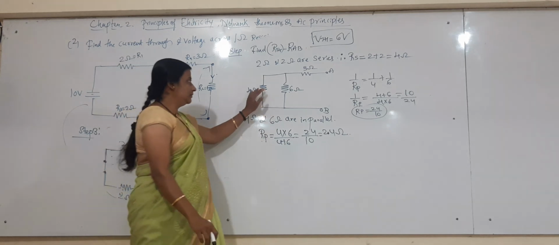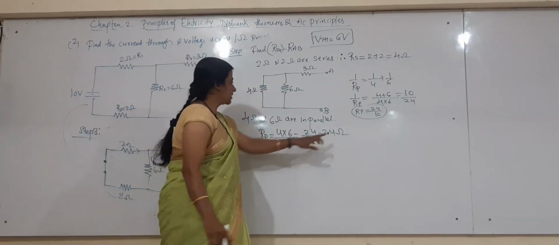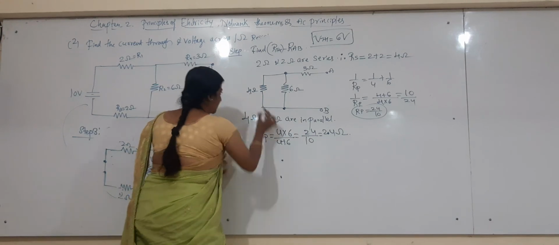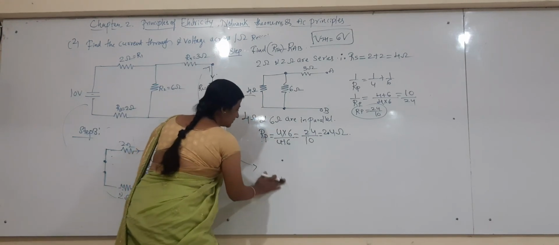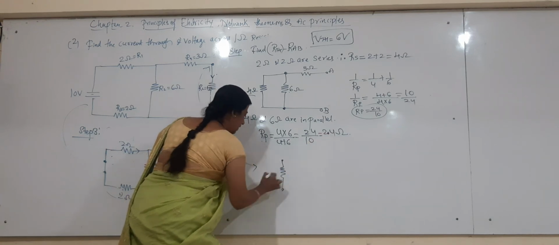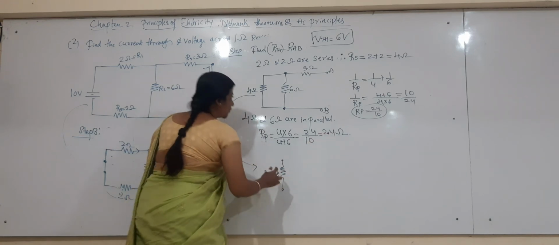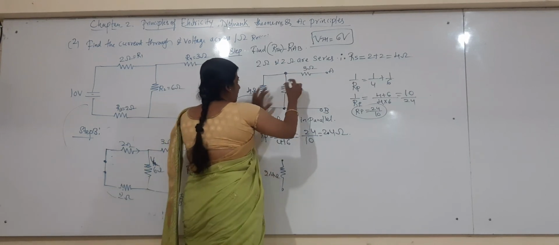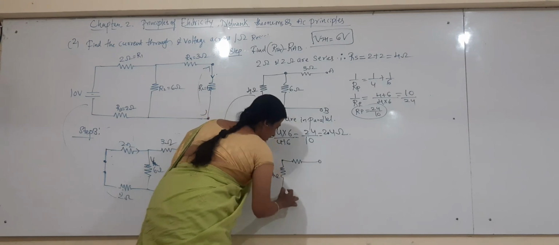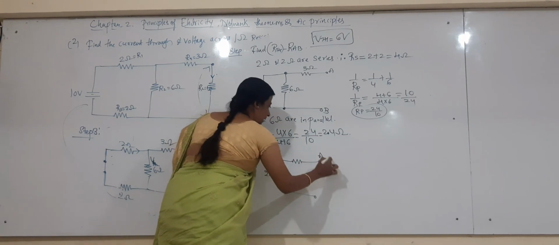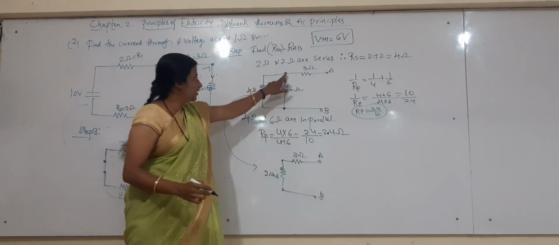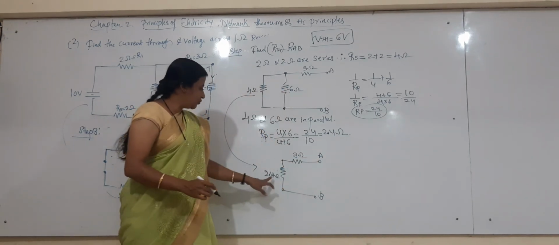So these two are replaced with a single resistor. You have to convert and draw one resistor. So the circuit reduces like this. Here only one resistance of 2.4 ohm. So it is in series with the 3 ohm between A and B. The 3 ohm stays as it is, and we replace the other two by one resistor, that is 2.4 ohm.